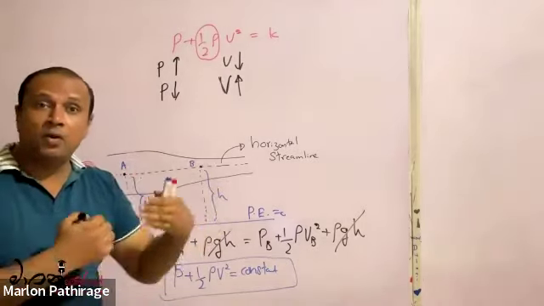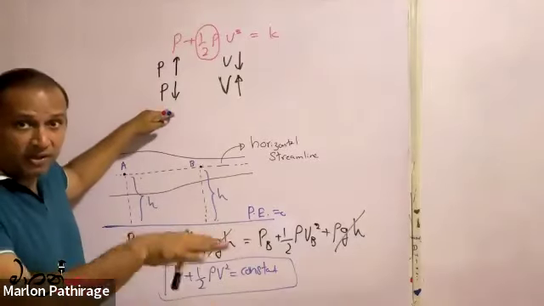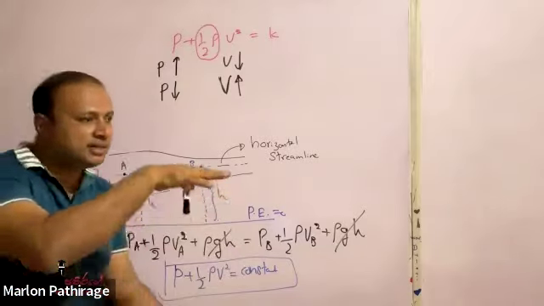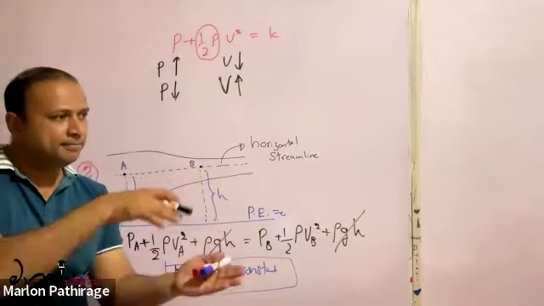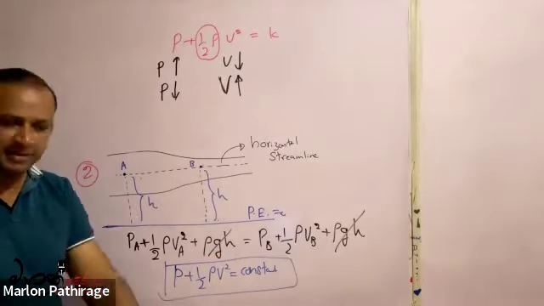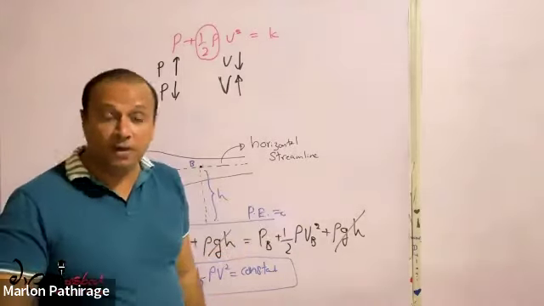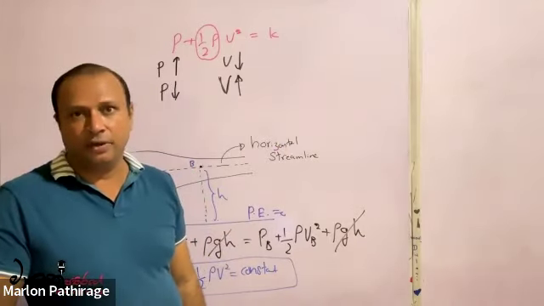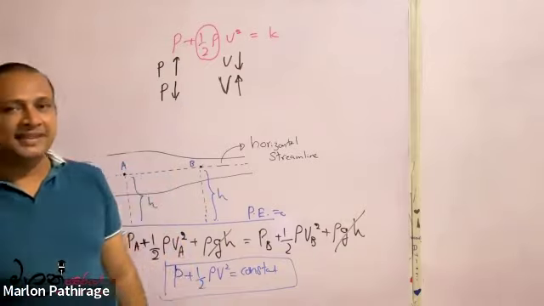If we consider a location where the pressure decreases, that means where the pressure is at a lower value, then definitely the velocity of that fluid flow has to be at a higher value. Okay, that is the thing.